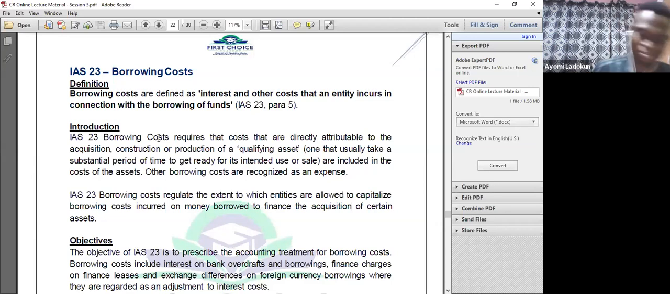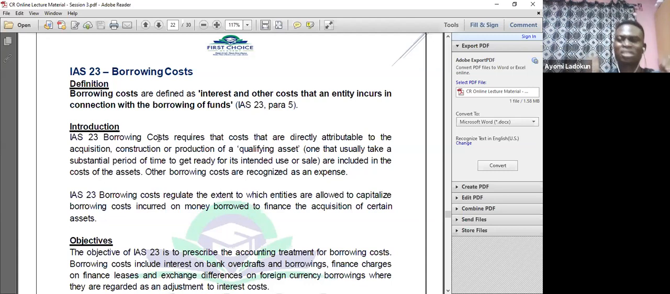Now listen, not all borrowing costs can be capitalized. That's the essence of IAS 23. That means if I borrow money, not all the finance charges can be capitalized. That's the first thing you need to know. Before I can capitalize a borrowing cost, that cost must be directly attributable to the acquisition, construction, or production of a qualifying asset.